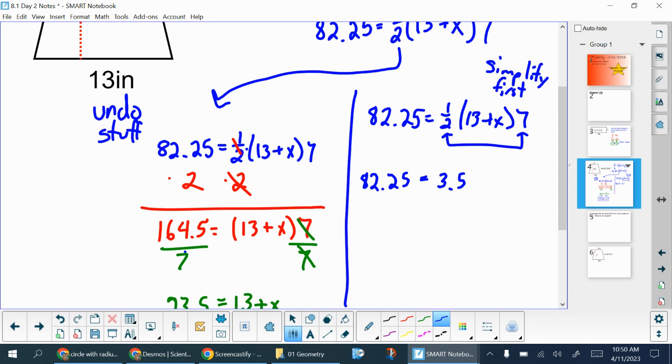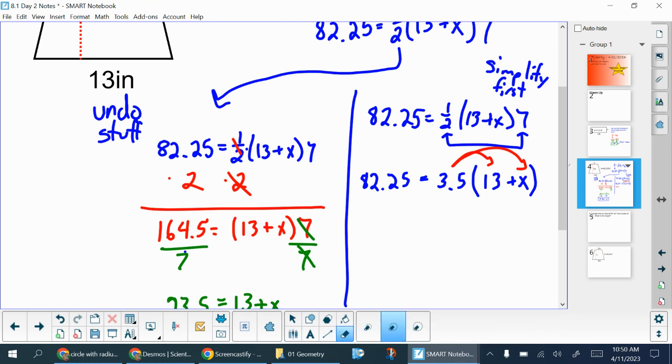What I'm doing there is, if I've got 3 things multiplied together, a half times this quantity times 7, I can multiply in any order, so I might as well multiply the 2 numbers that I know first to make my life easier. 13 plus x is still in parentheses. From there, I could distribute 3.5 times both of these.